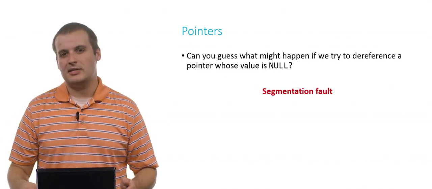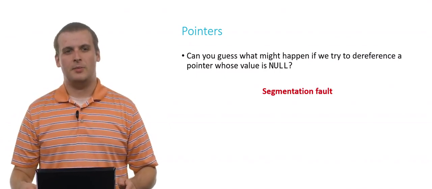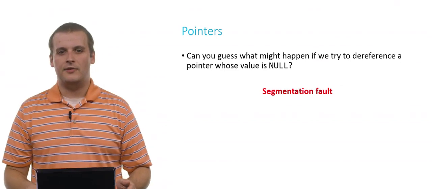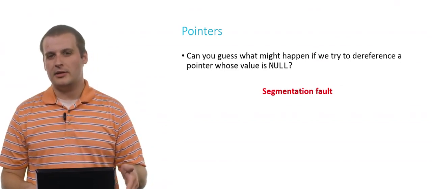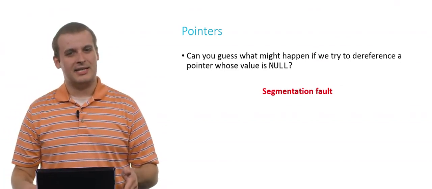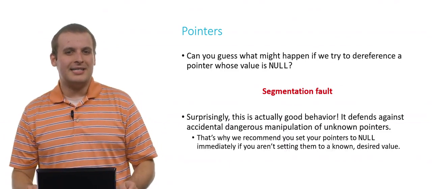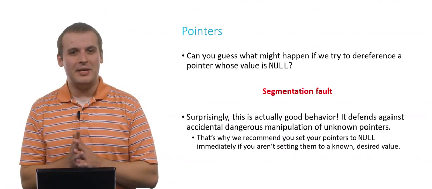What do you think happens if we try and dereference a pointer whose value is null? Recall that the null pointer points to nothing. So if you try and dereference nothing, or go to an address nothing, what do you think happens? Well, if you guessed segmentation fault, you'd be right. If you try and dereference a null pointer, you suffer a segmentation fault. But wait, didn't I tell you that if you're not going to set the value of your pointer to something meaningful, you should set it to null? I did, and actually the segmentation fault is kind of a good behavior.